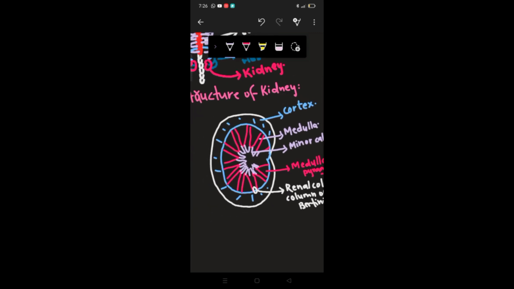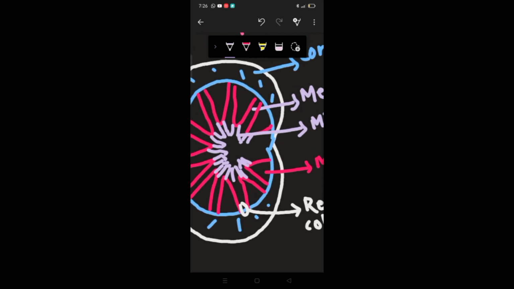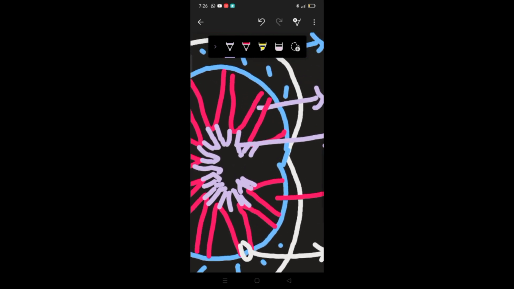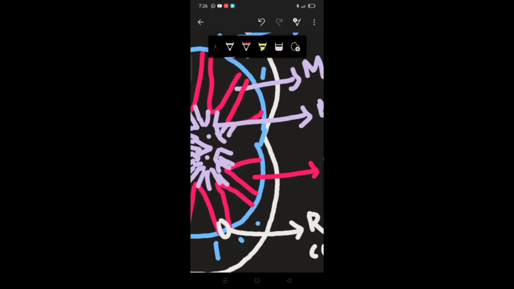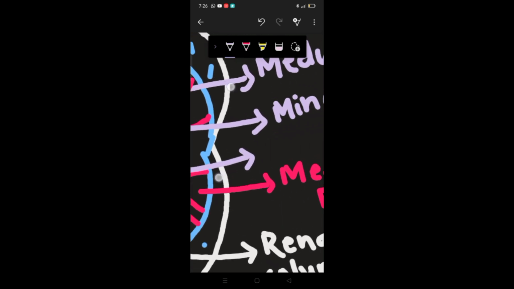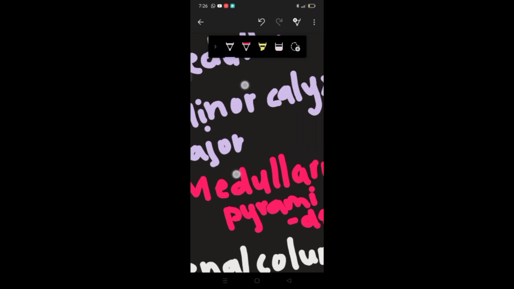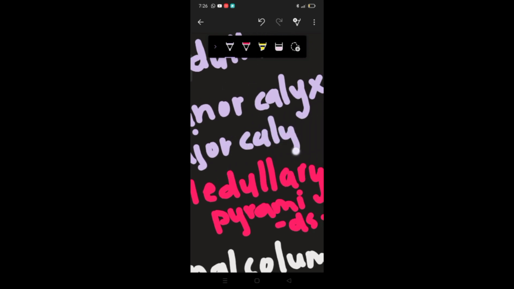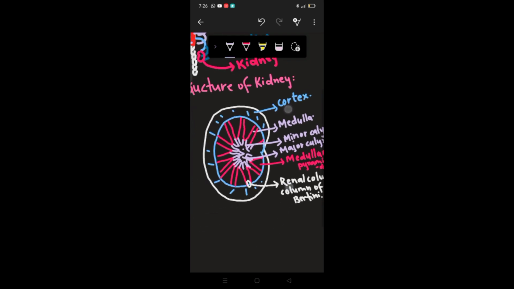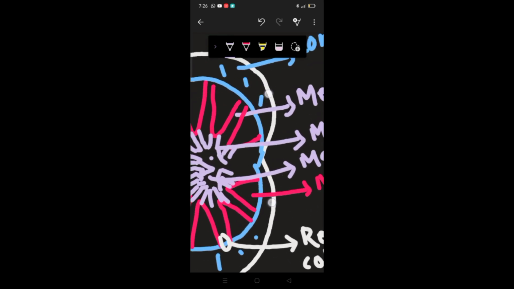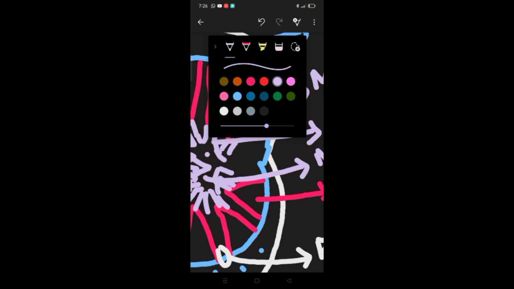Alright, now they'll combine together and they'll form a big tube. Suppose here is one big tube forming, and here another. So these both are known as what? These both are known as major calyces. So minor calyces join together and form the major calyx. Major calyx.